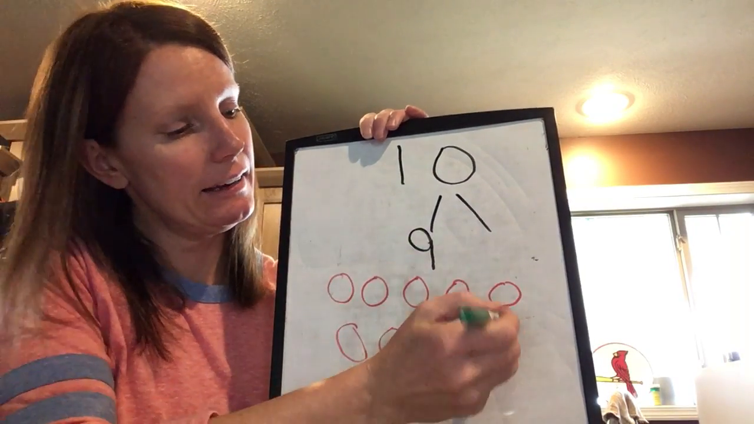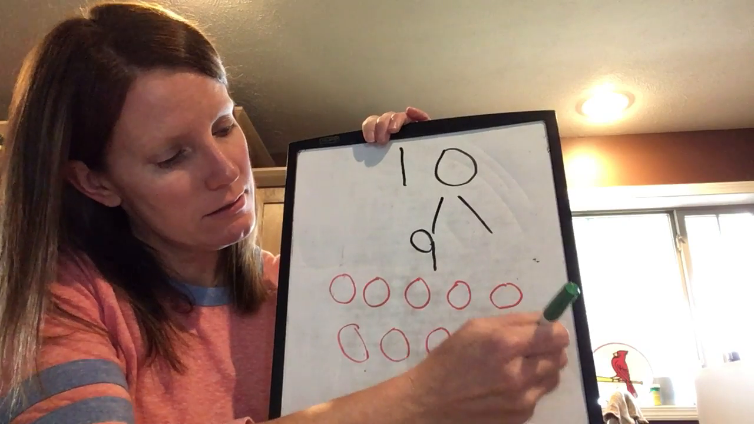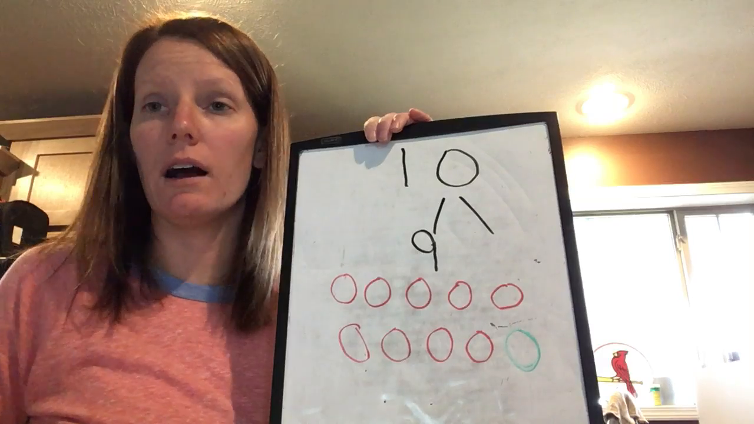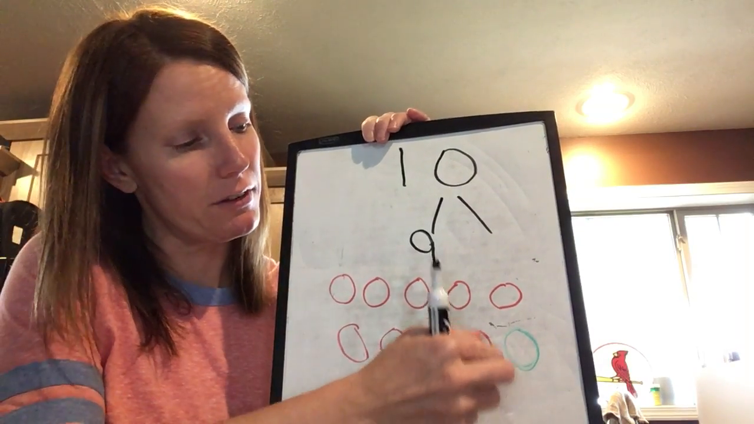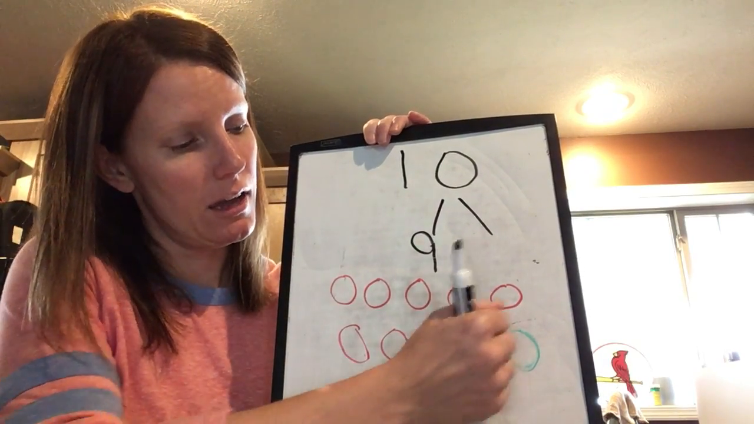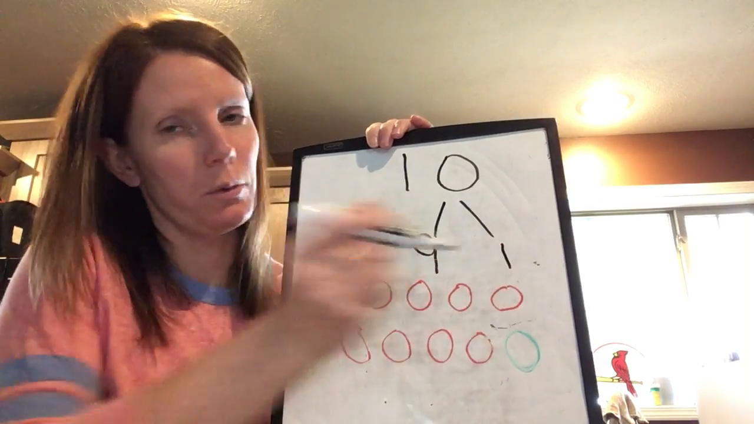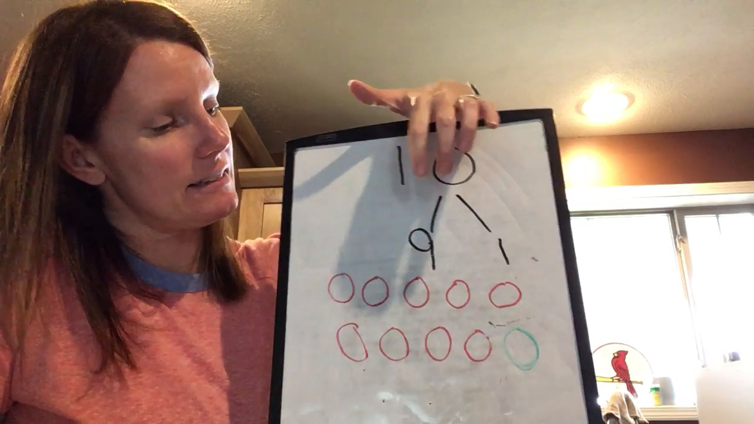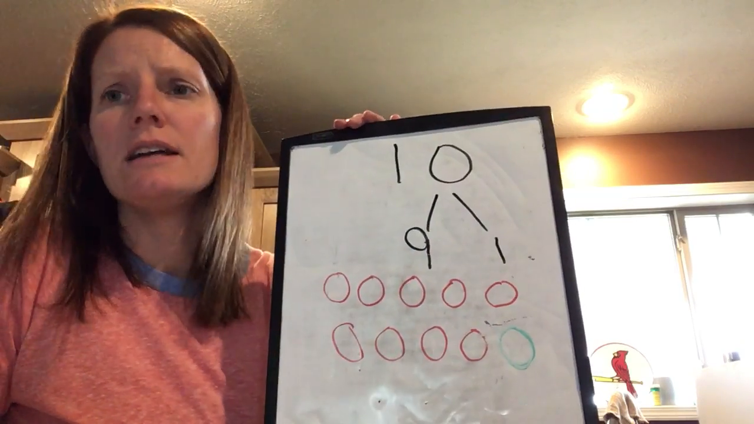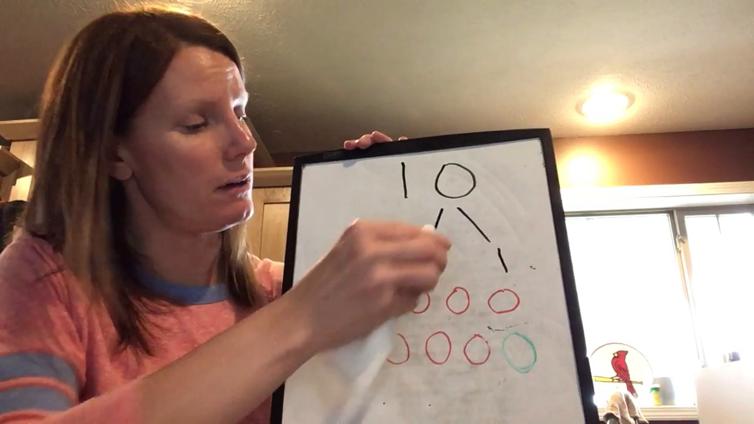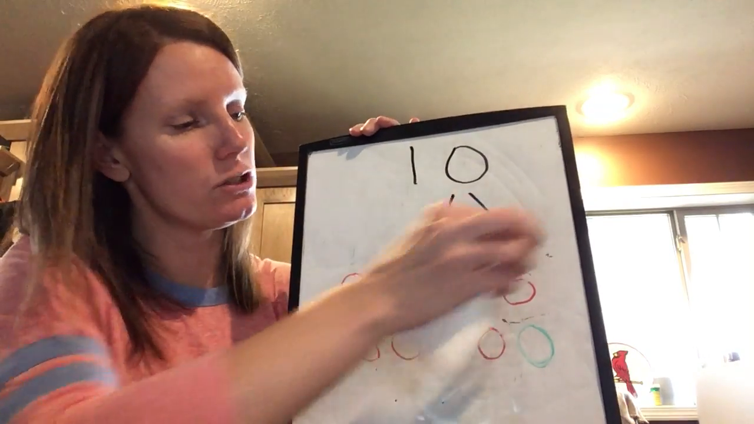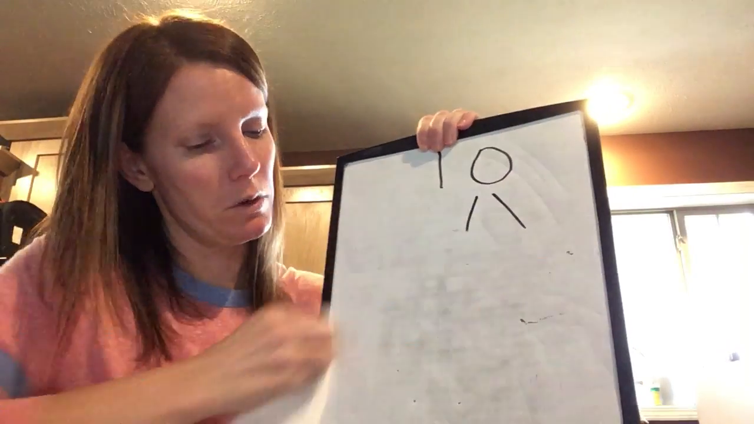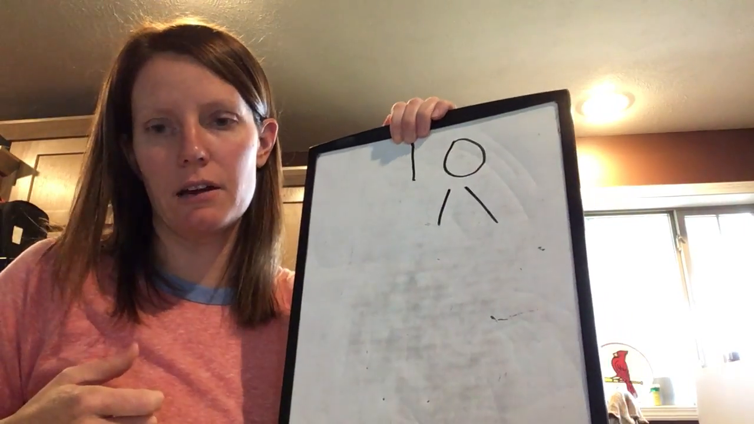Now, from 9, we're going to count on until we get to our whole number, which is 10. So 9, 10. Our other part is 1 green. So our number bond is 10 is 9 and 1. Today we're not doing anything with our math equation. We are only doing the number bond. I'm going to erase that. We're going to do a couple more of these and then we'll look at the worksheet together.